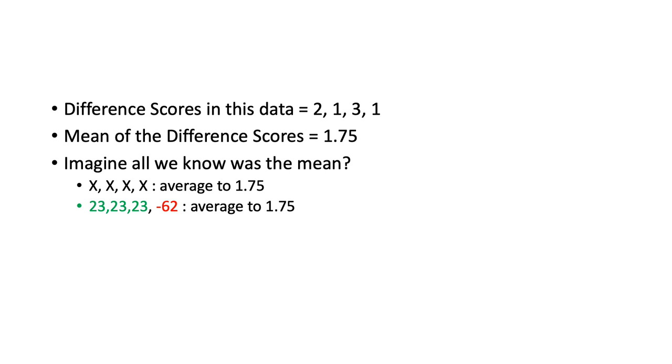Well, I'm still on the Jordan kick, so I chose 23, 23, 23. Right? I could have chosen any number, but I chose 23. Those 3 are free to vary. That last one, negative 62, has to be negative 62 in order for the average to still equal 1.75.